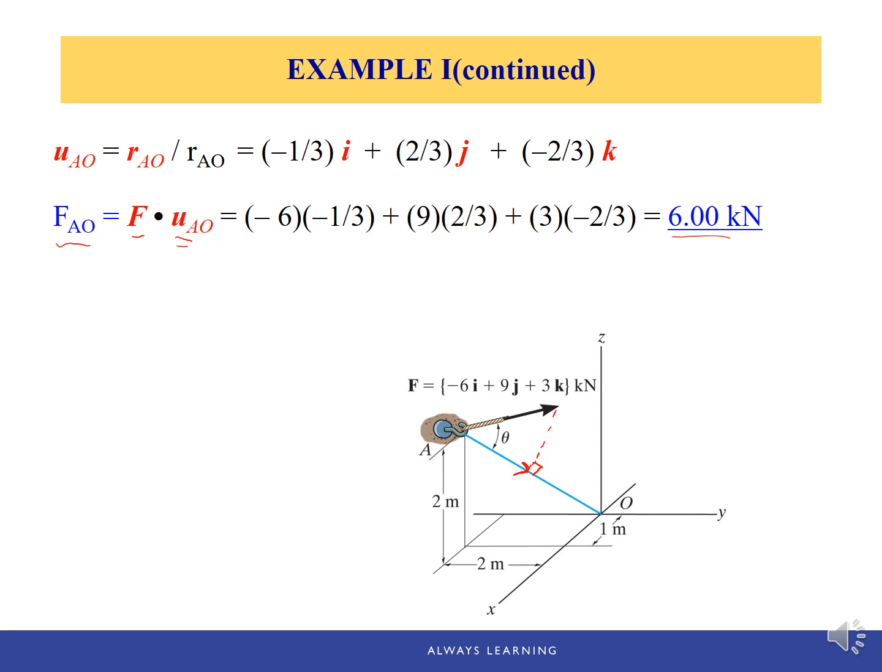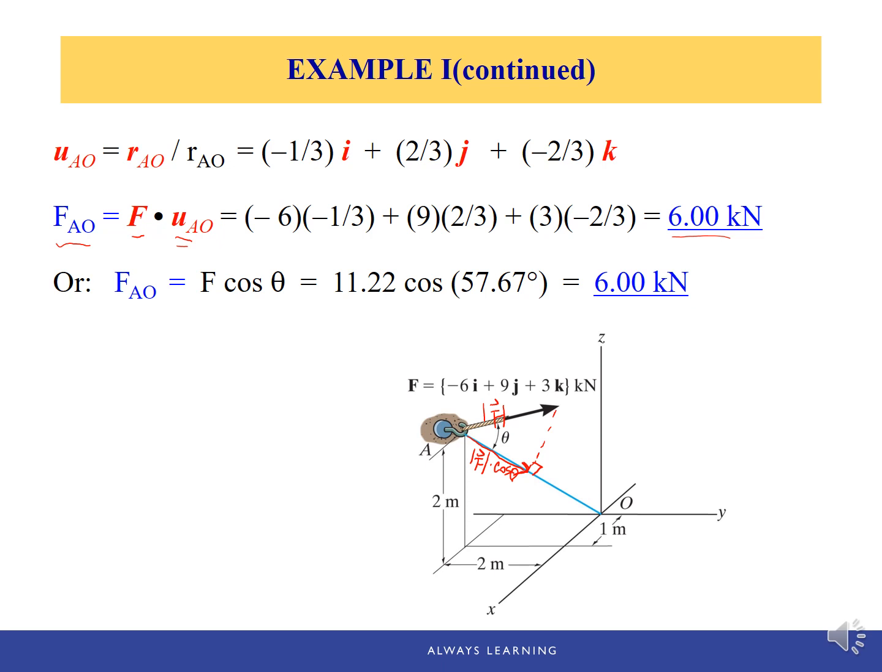We can also use geometry or trigonometry to find the value, which will be the magnitude of this force times cosine theta. So F times cosine theta will also give us this projection, or the component of the force along the AO direction. Since we already found cosine theta in the previous step, let's double check using this method. Magnitude of F is 11.22 times cosine theta, and the answer is also 6 kilonewton.